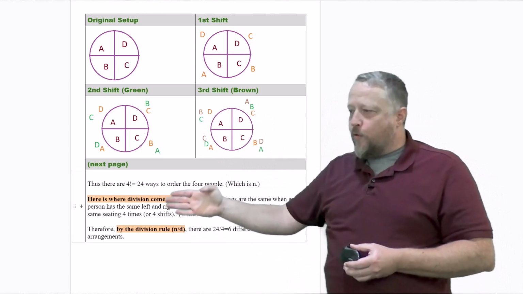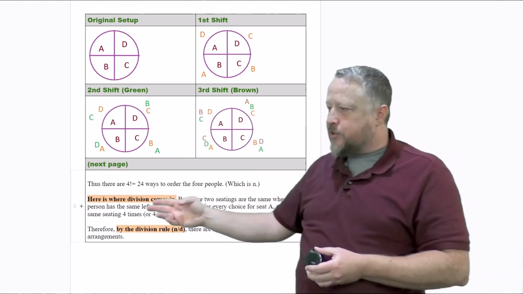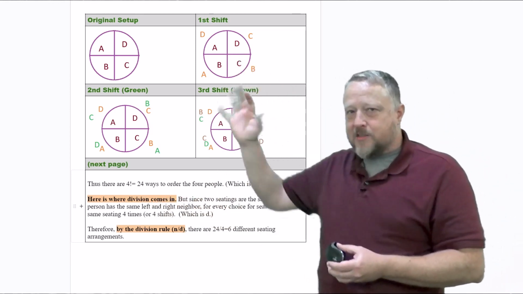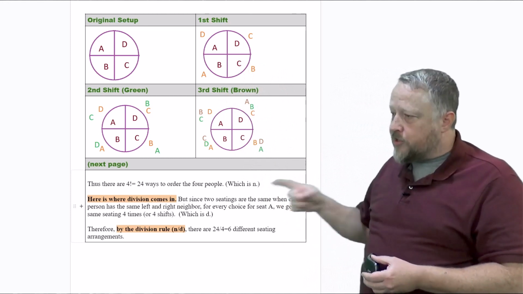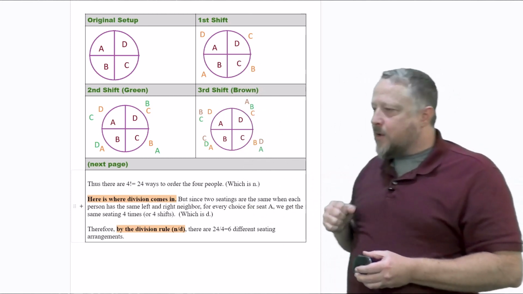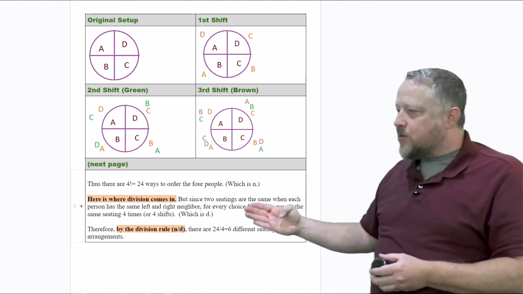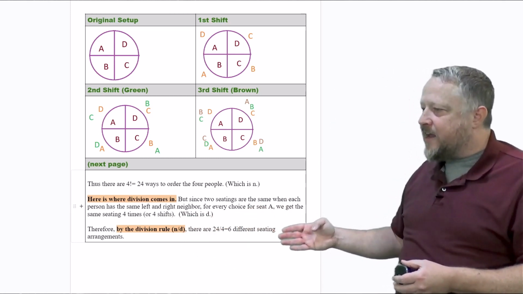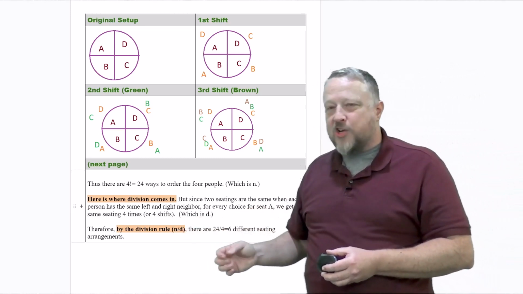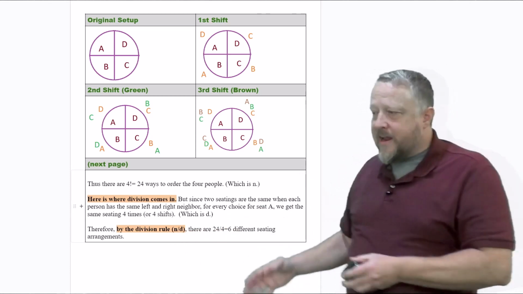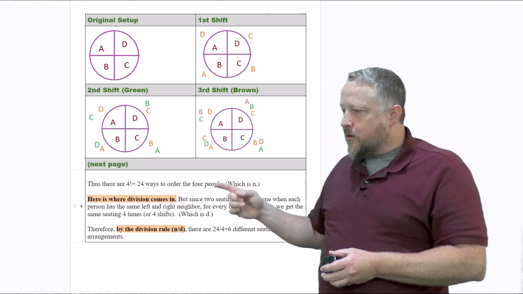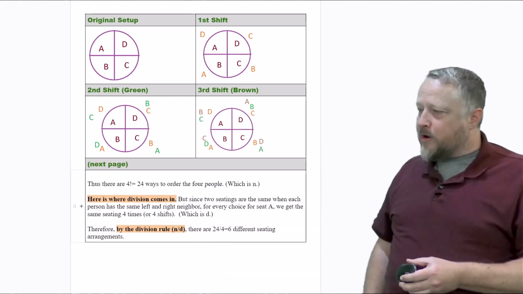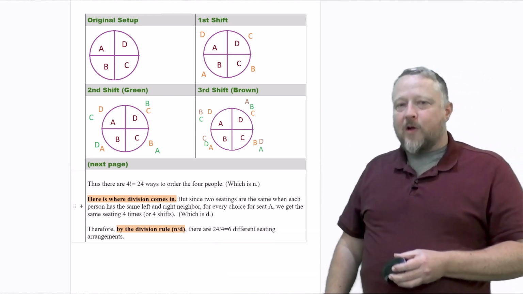So there are going to be 4 different ways with all the possible combinations here, 4 factorial. It's 24 ways to order the 4 people. I could just swap things just as long as they're beside each other, which is our N. But here's where the division comes into play. Since 2 seatings are the same if each person has the same left and right neighbors, for every choice of seat for A, we have the same seating 4 times, or 4 shifts, which is D. Therefore, by the division rule, with our N being 24 and our 4 different shifts, there are 24 divided by 4 equals 6 different seating arrangements.